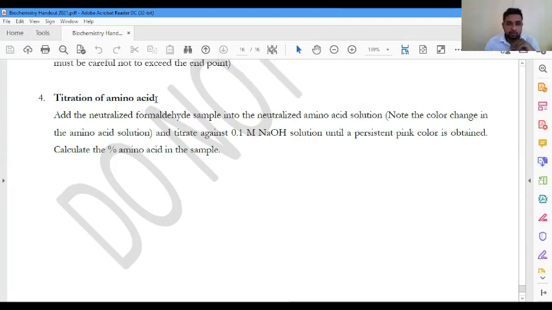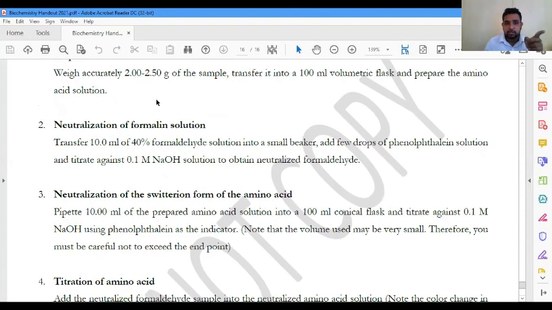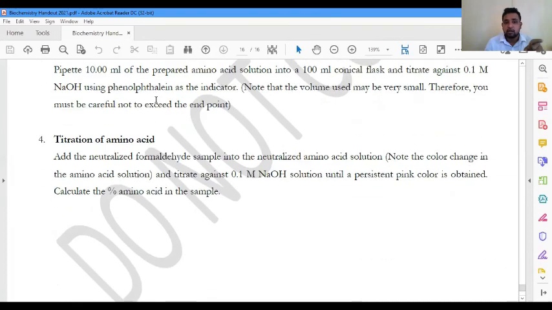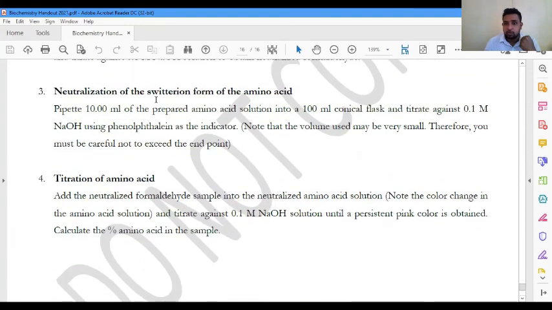Don't be confused. Here we have three titrations. The first one is neutralizing the formaldehyde solution. The second one is neutralizing the amino acid solution. The final one is an acid-base titration, a titration of the neutralized formaldehyde and neutralized amino acid mixture against 0.1 M sodium hydroxide. You might wonder why we need to do all these things. There are reasons for each step.